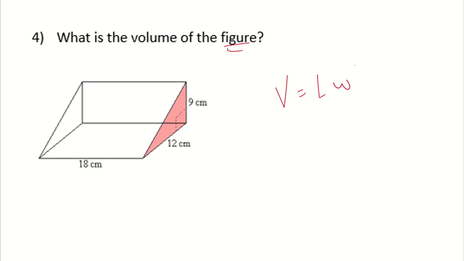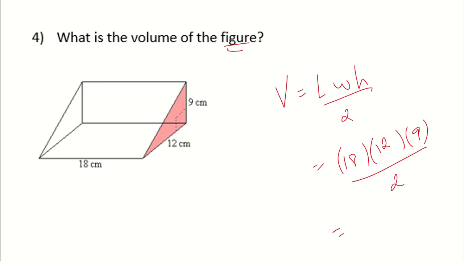You should use length times width times height divided by 2. Use the wrong formula, get the wrong answer. Okay, plug in numbers. This one's easy. There's just 3 numbers to pick from. It's 18 long, 12 wide, 9 represents the height, and that's divided by 2. Okay, so 18 times 12 times 9 is 1,944, and that will be divided by 2 to get 972 centimeters cubed.